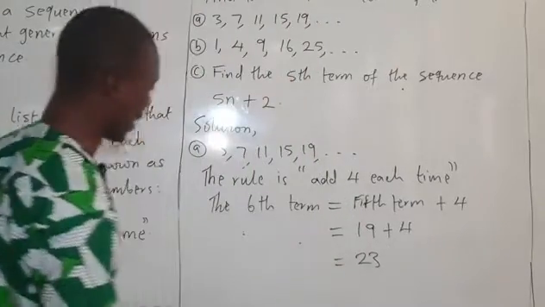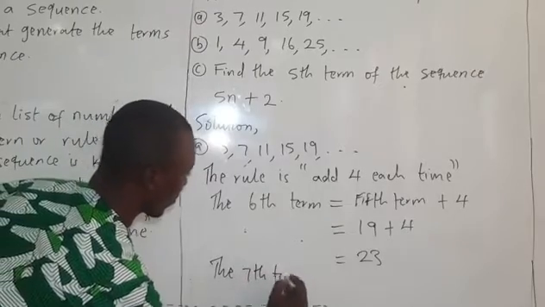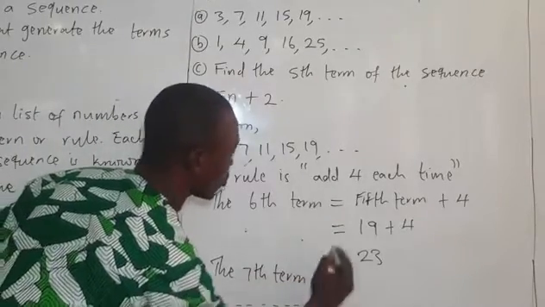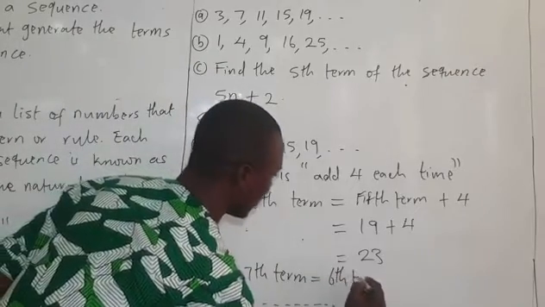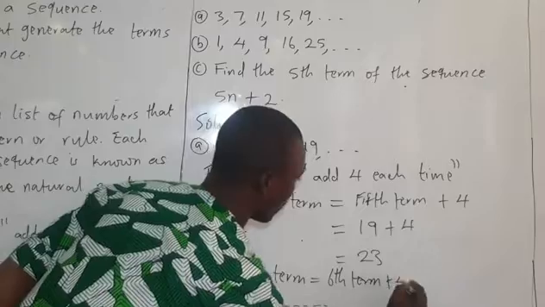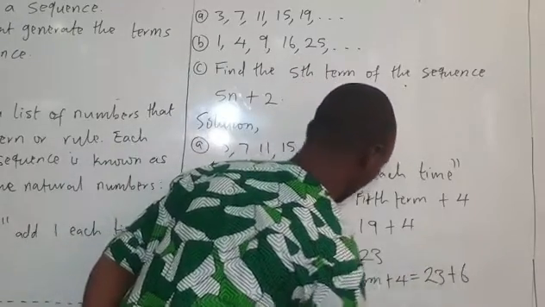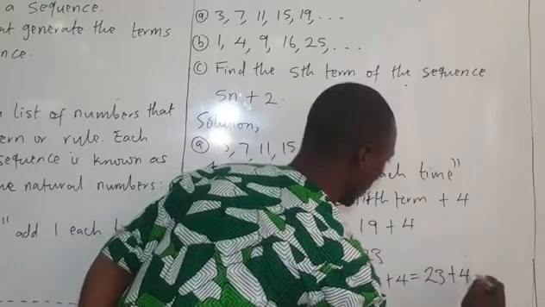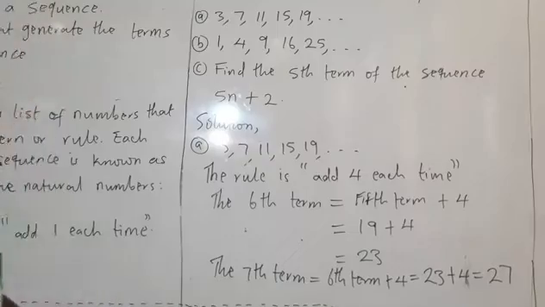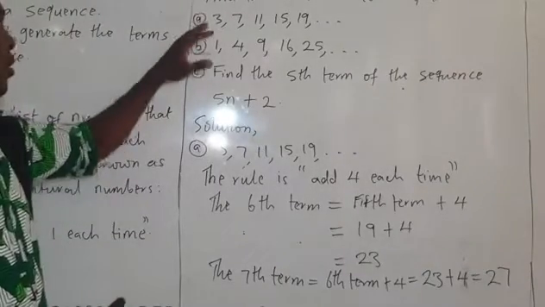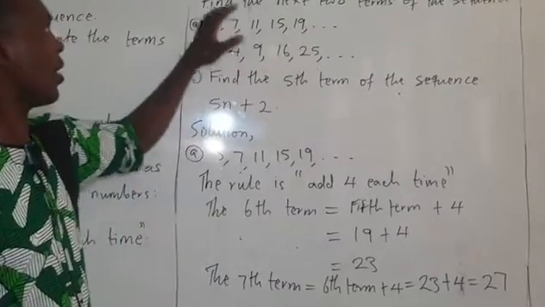To get the seventh term, the seventh term is equal to the sixth term plus 4. And what is our sixth term? That's 23. 23 plus 4 is 27. So this is how we solve question A. That is the next two terms of the sequence.